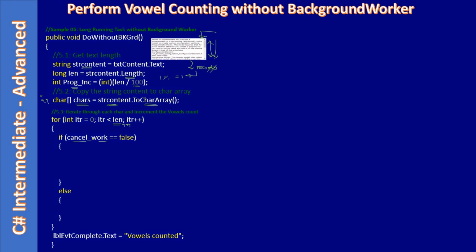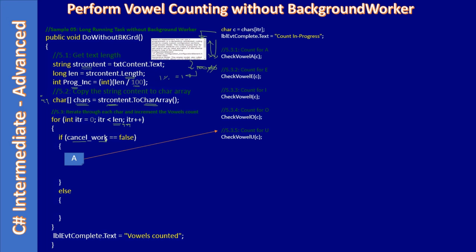First let us look at the case where the user doesn't click cancel and cancel work is still in the false state. Then we land up with code snippet A. In code snippet A, we have the array of characters, right? We are processing the characters one by one, so we iterate a single character and keep it in the character variable C. Then we update the text count in progress.